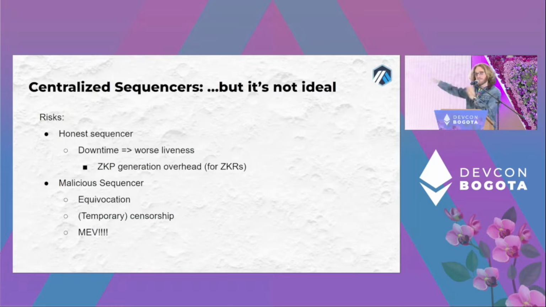Okay, important follow-up. Obviously, having a centralized sequencer is not ideal. Looking at the time, I'm going to try to speed up a little. So, what can a centralized sequencer do that's bad?